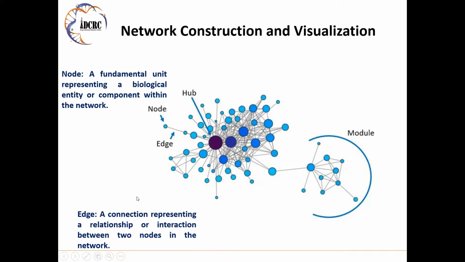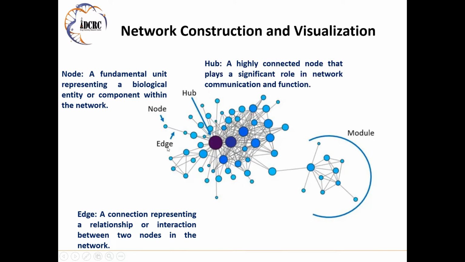Then the edge. An edge is basically the connection which connects two different nodes. A connection representing a relationship or interaction between two nodes in the network is known as an edge. Then the hub. A hub is a highly connected node that plays a significant role in network communication and function. You can see here that some nodes in the biological network are the major points by which multiple nodes get connected. These kinds of highly connected nodes are known as hubs.